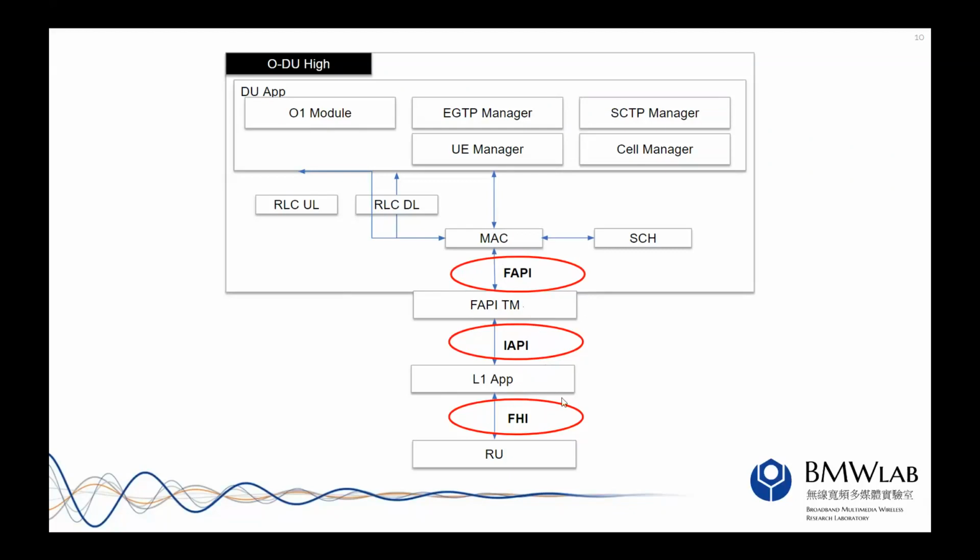After the translation, the L1 app will handle some work like modulation and transmit the data to the RU through the fronthaul interface. Of course, the direction we explained is from the upper part to the lower part, but if the direction is inverted, the concept is still the same.